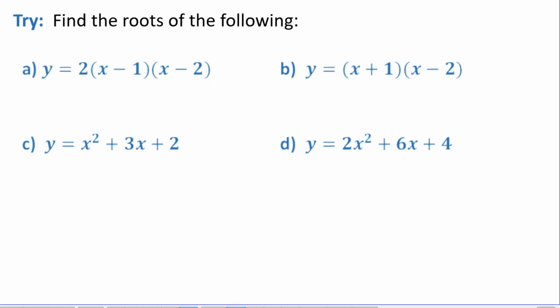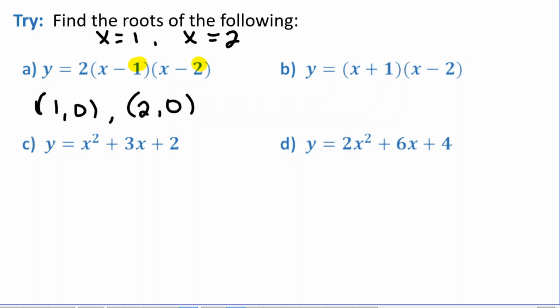Let's try a couple more. Find the roots of the following. So something can be in factored form for us. So here we have x minus 1, x minus 2. That means that our roots, right, or our x-intercepts are (1, 0) and (2, 0). Right? Or if I was calling them roots or zeros, I won't put a comma there so we don't think it's a point. We could say x equals 1. We could also say x equals 2.